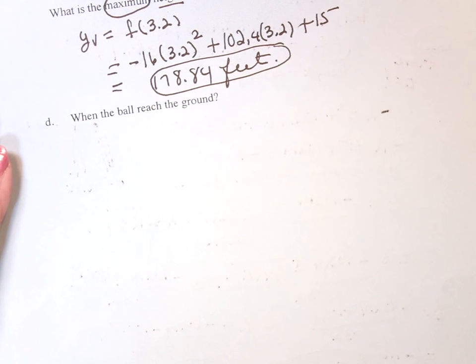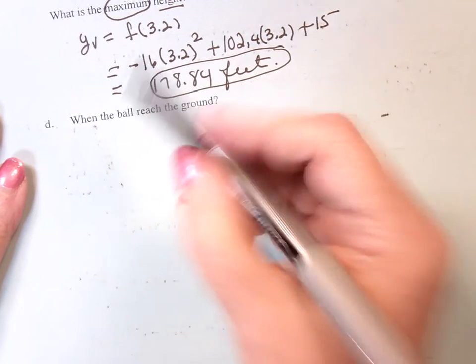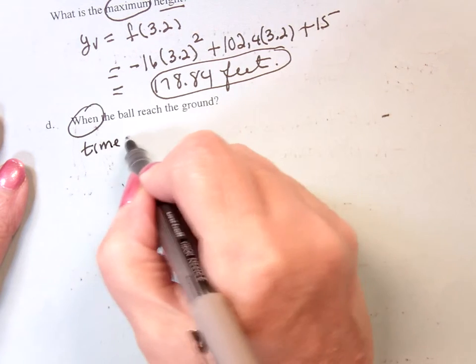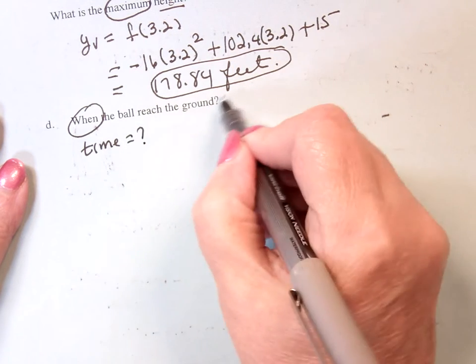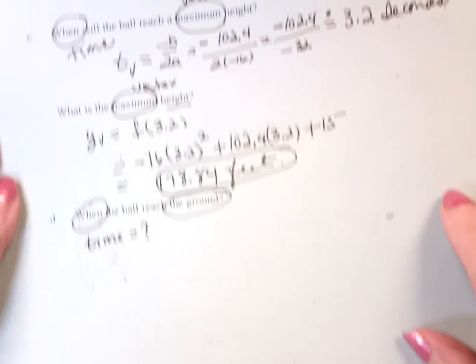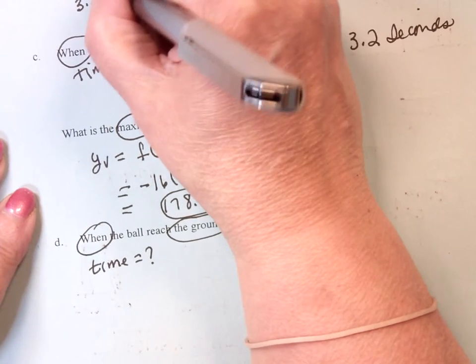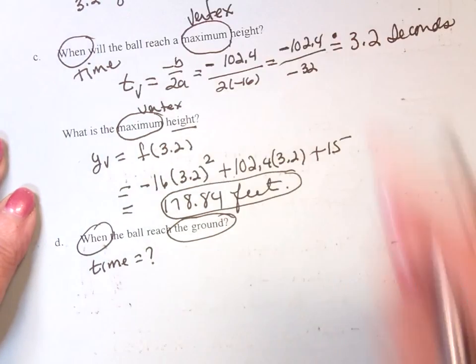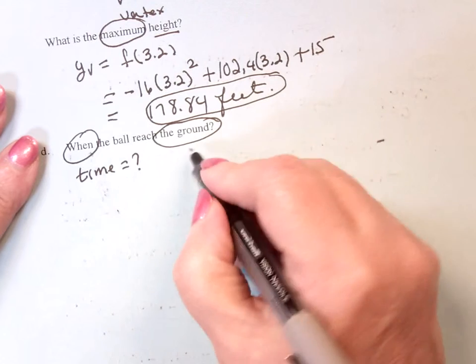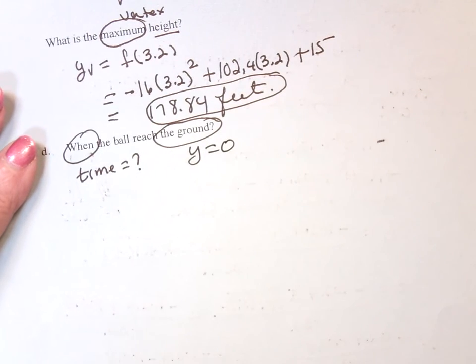Okay, last problem of the packet. It says, when, that's going to be time, will the ball reach the ground? Now it's giving me a piece of information. What piece of information does it give me? The ground is what? y equals 0. That's what the ground is. So when you're on the ground, you're at y equals 0. So ground means y equals 0.